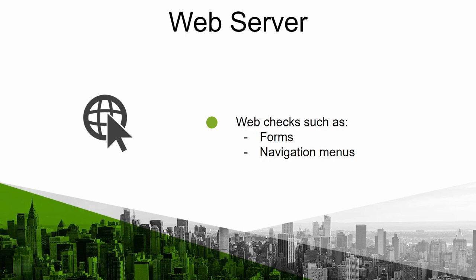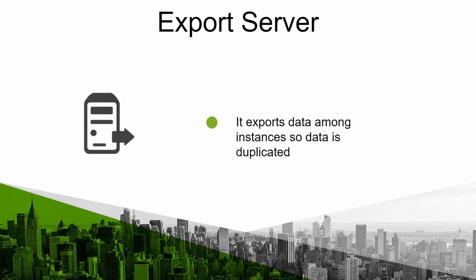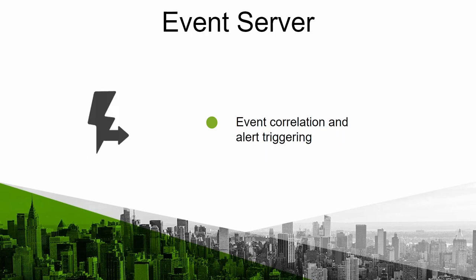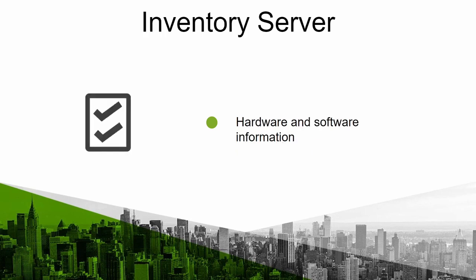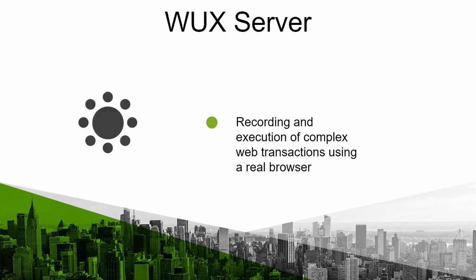The export server allows to export the data of a monitored device from a Pandora FMS installation to another one, having the data replicated. It is useful in large environments with multiple Pandora FMS instances and for centralizing critical information. The event server. It is the one used to correlate events and generate alerts based on them. Inventory server. It is used to collect information from our agents, both hardware and software. The WUC server, which combined with the Selenium plugin that we discussed earlier, allows to perform more complex web transactions than those of the web server. These will be run in a real browser and displayed step by step.